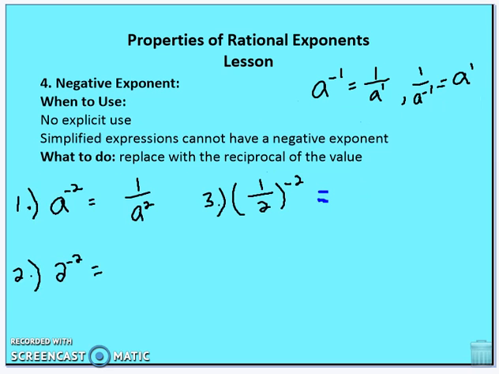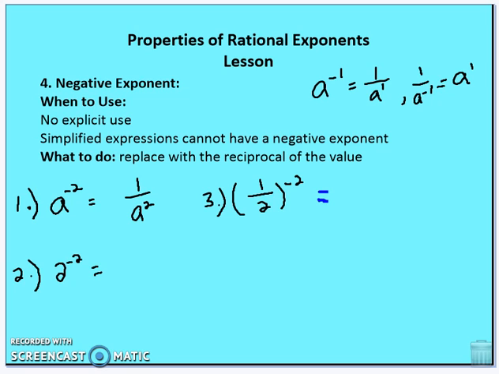All right, negative exponent, property number 4. This is for when you have a negative exponent. We need to know that simplified expressions can't have a negative exponent. So when we rewrite or simplify any expressions with exponents, those exponent values need to be positive. So an example here is a to the negative 1 is the same as 1 over a to the first power.